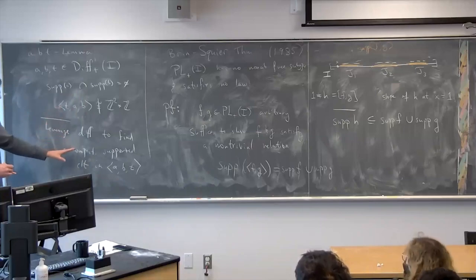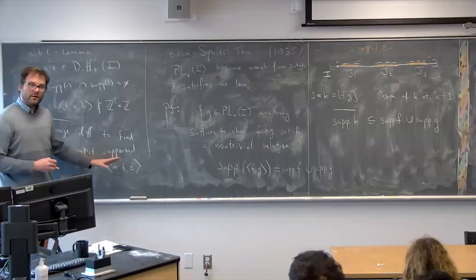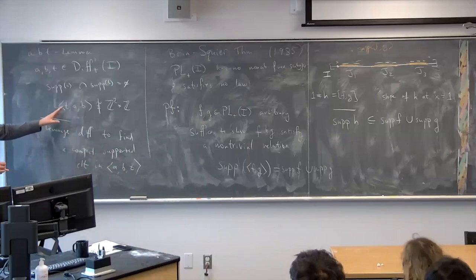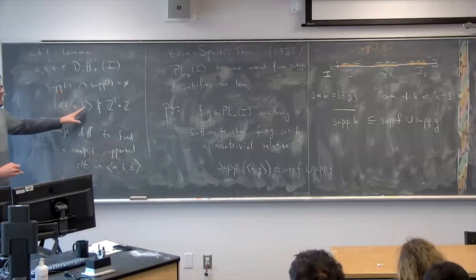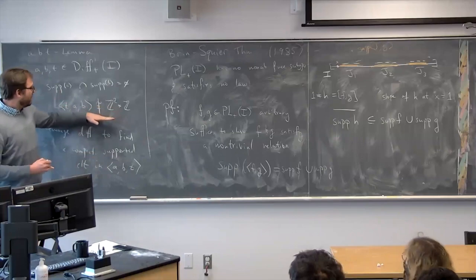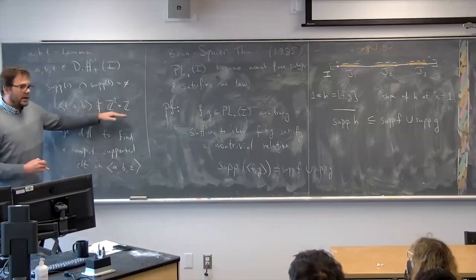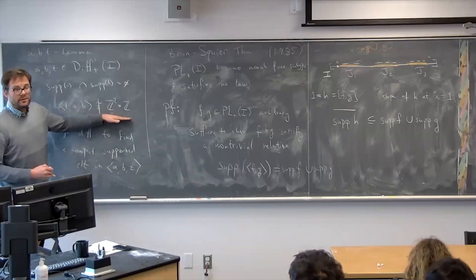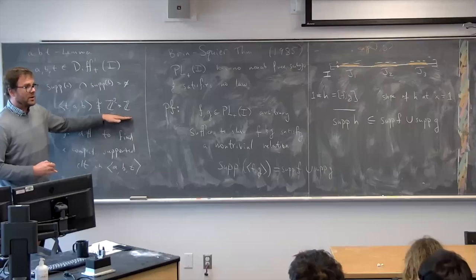Because you have to find this compactly supported homeomorphism or diffeomorphism, the failure of this group generated by T, A, and B to be isomorphic to Z squared star Z is ultimately non-constructive. It really depends on which action you choose.